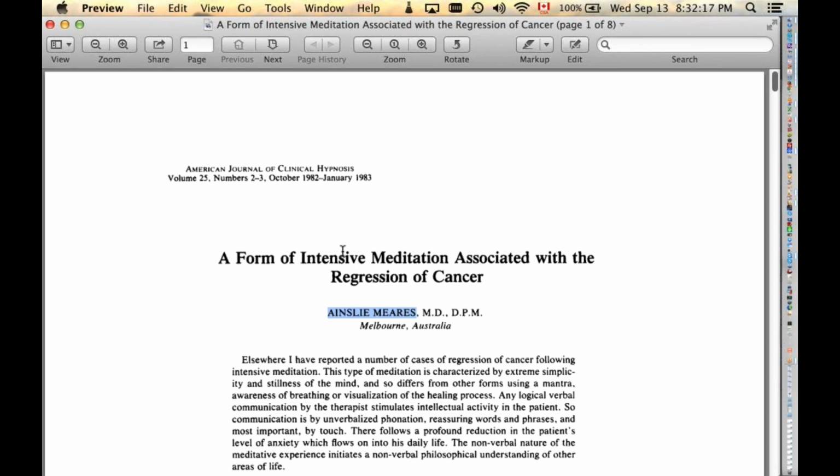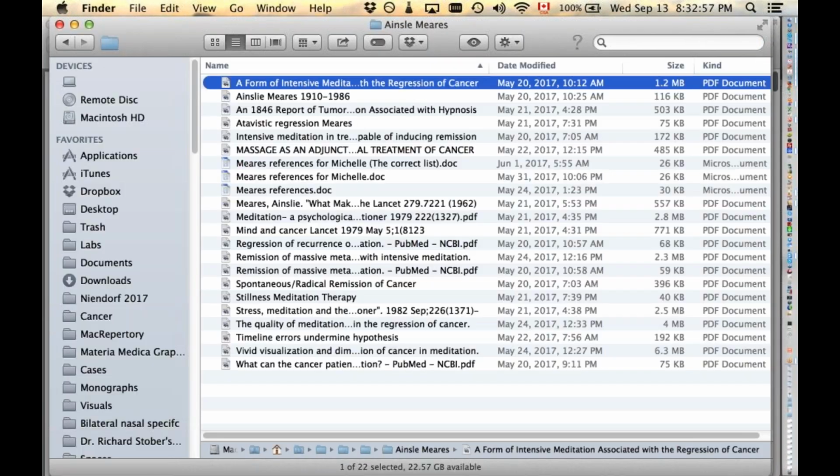In other words, he was treating them in a hospice setting where patients were terminal, and they would be referred to him to deal with the pain, the nausea, the depression, the anxiety because they were dying. He would have them do his form of meditation, and he had 50% of the patients respond. He had about 10% with complete remission, and another 10% with partial remission.